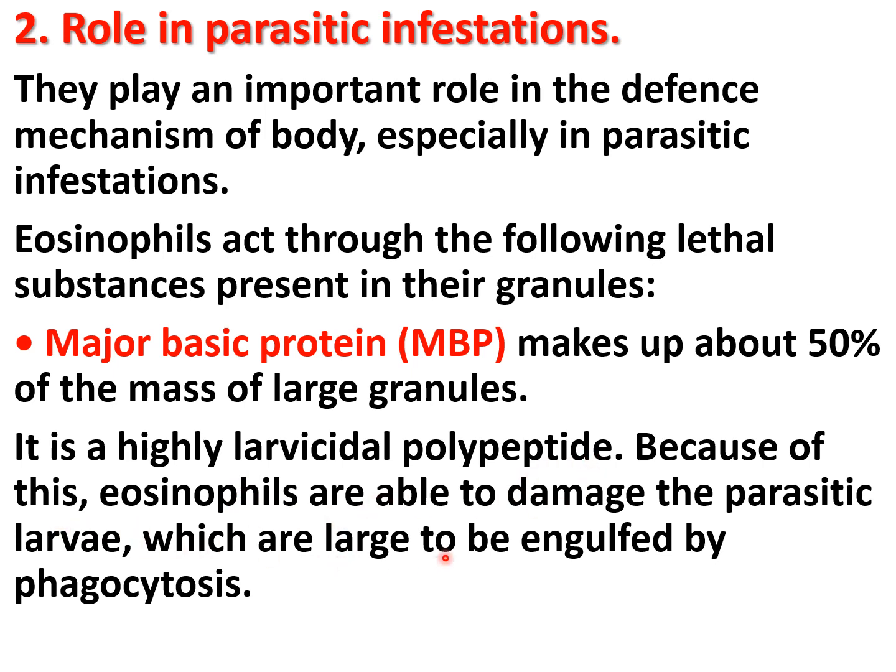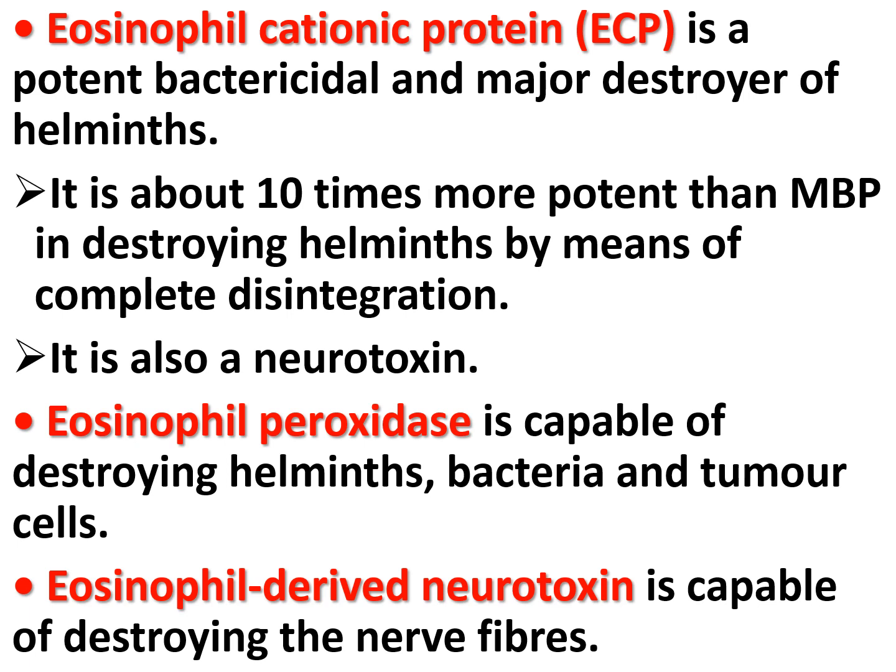Because of this, the eosinophils are able to damage the parasitic larvae, which are too large to be engulfed by phagocytosis. Then eosinophil cationic protein, that is potent bactericidal and a major destroyer of helminths, and it is about 10 times more potent than the major basic protein in destroying helminths by means of complete disintegration, and it is also a neurotoxin. Then eosinophil peroxidase, that is capable of destroying helminths, bacteria and tumor cells, and eosinophil derived neurotoxin is capable of destroying the nerve fibers.